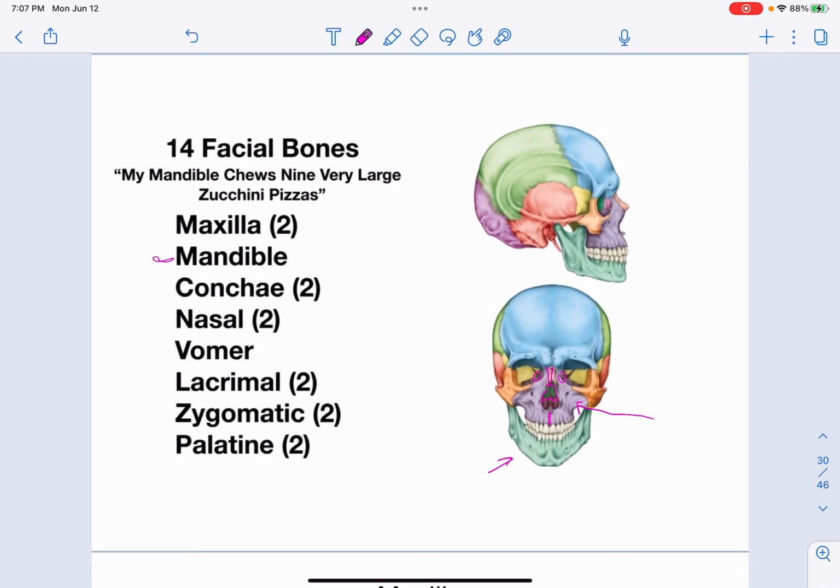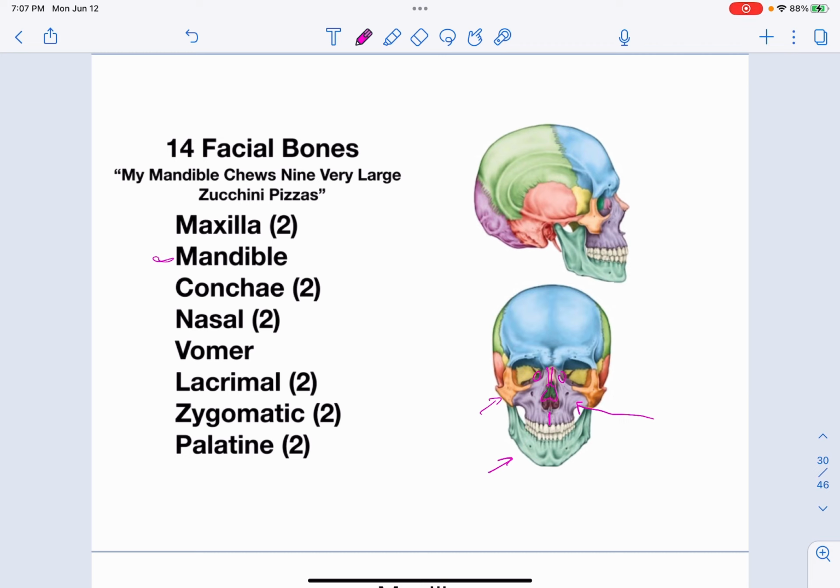Zygomatic bone, which is in yellow, and the palatine bones, which are on the roof of your mouth. So let's work through these bones and the features that I need you to be able to identify. Many of these will be seen on the practical. You'll have all of the bones around the lab.